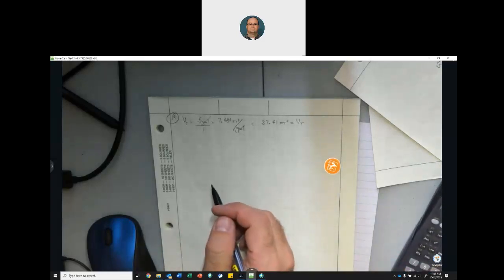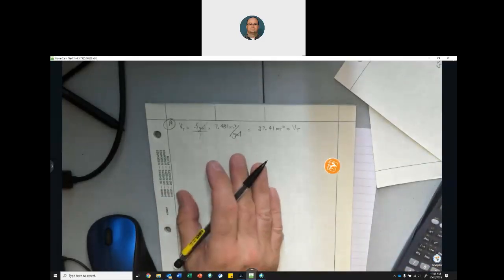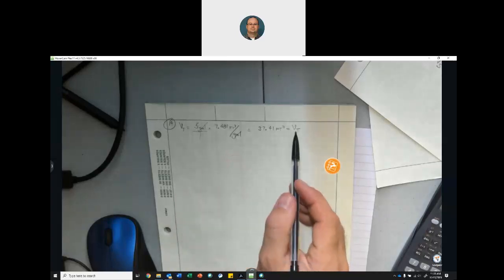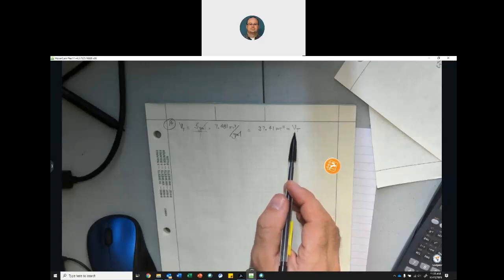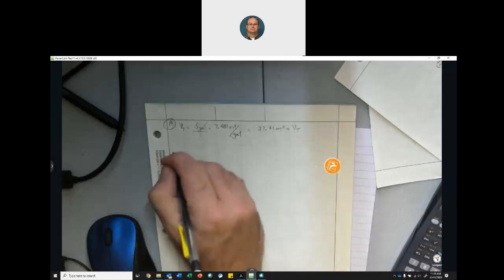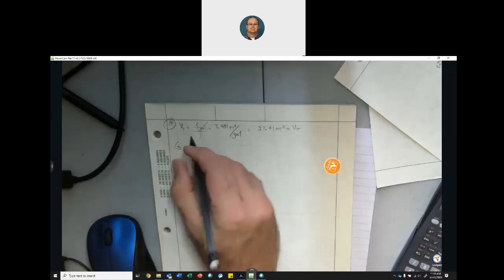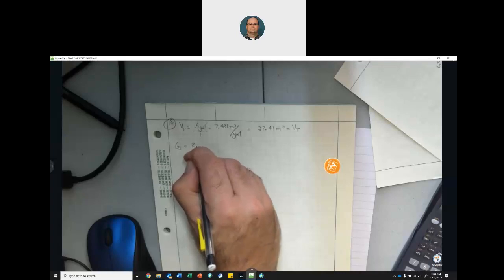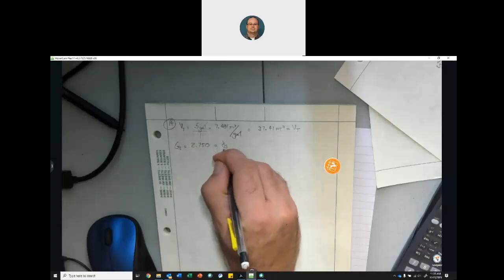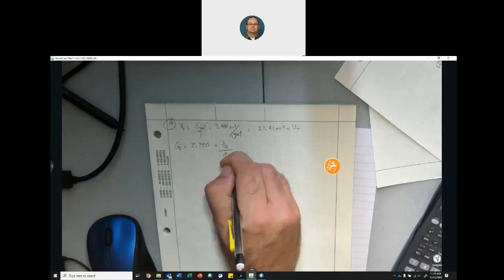5-gallon bucket, completely filled with dry sand. So there's air in there. So that's our total volume. That includes the air, but no water. We determined that the sand has a specific gravity, GS equals 2.750, which equals unit weight of solids divided by the unit weight of water.